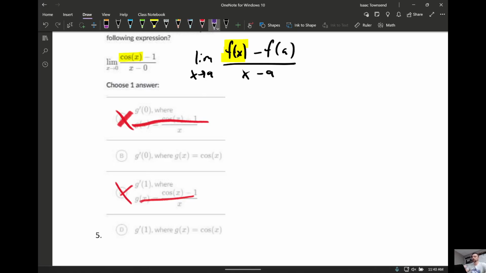The other thing you need is a. What is a in this problem? 0. And what does a represent? a is the value that you're trying to find the derivative at. So if a is 0, you're trying to find the derivative at 0, not at 1. So that's how you can narrow down to choice B.